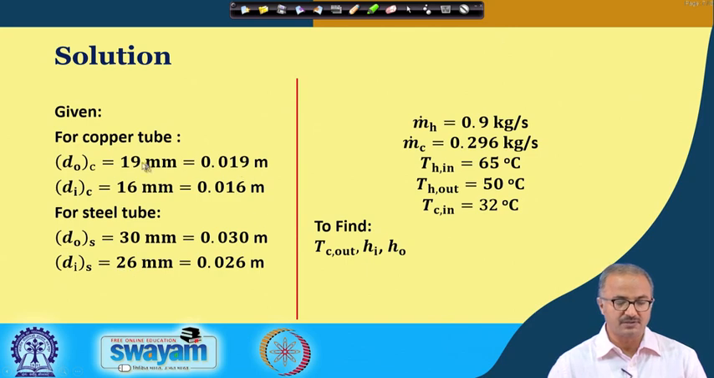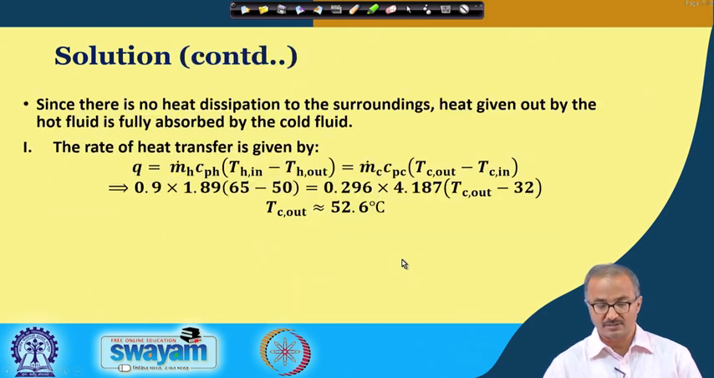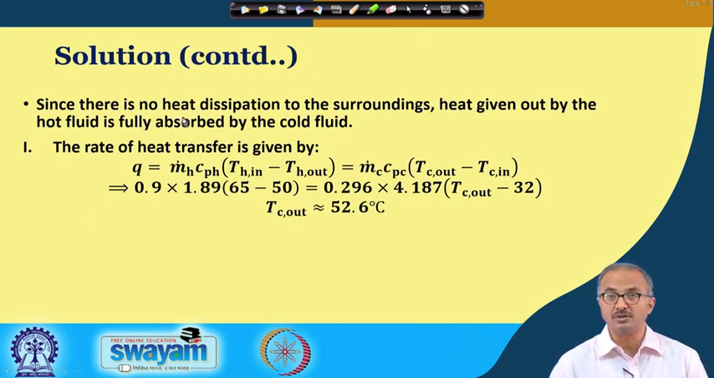So, this is the information given to us: for the copper tube, outer diameter and inner diameter; for the steel tube, inner diameter and outer diameter; the mass flow rates of the oil and the water; the inlet temperature of oil, outlet temperature of oil, and inlet temperature of water. We have to find the outlet temperature of water, the heat transfer coefficient based on the inner diameter, and the one based on the outer diameter. Now, because there is no heat dissipation to the surroundings, the heat given out by the hot fluid is fully absorbed by the cold fluid. Okay. So, with this we write this particular equation for the heat transfer between the two fluids.